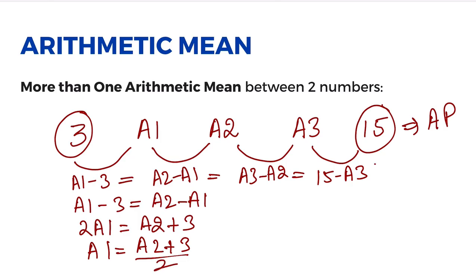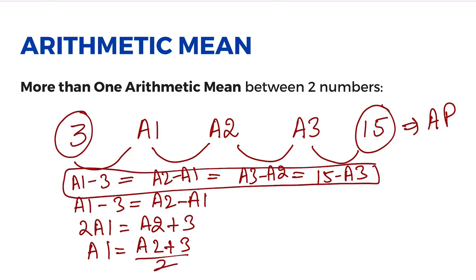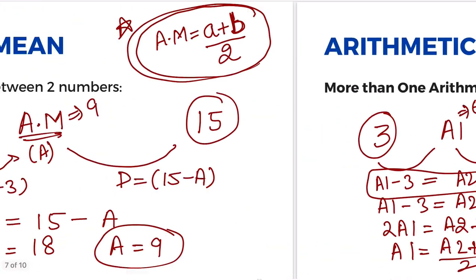Whatever calculation you want to use, you can find the value of A1, A2 and A3 from these three equations, and you will get the answer of all those numbers which we insert between these two numbers. You will get a value, correct? So I believe those numbers will be, if you solve, 6 here, 9 here and 12 here. So this is how you insert numbers between 3 and 15 and you get a series of arithmetic progression, correct?